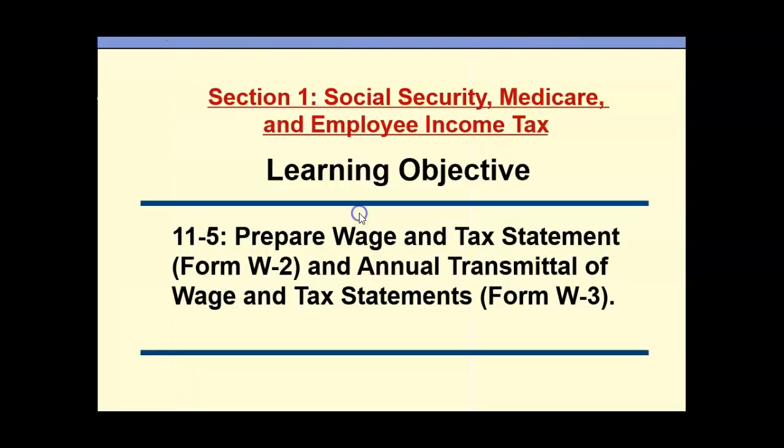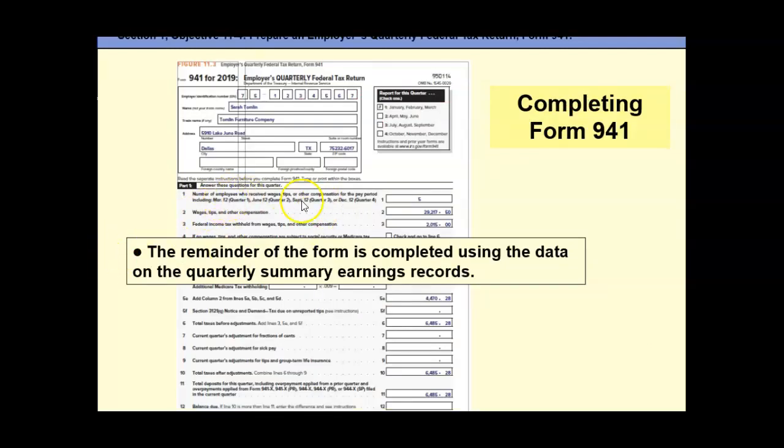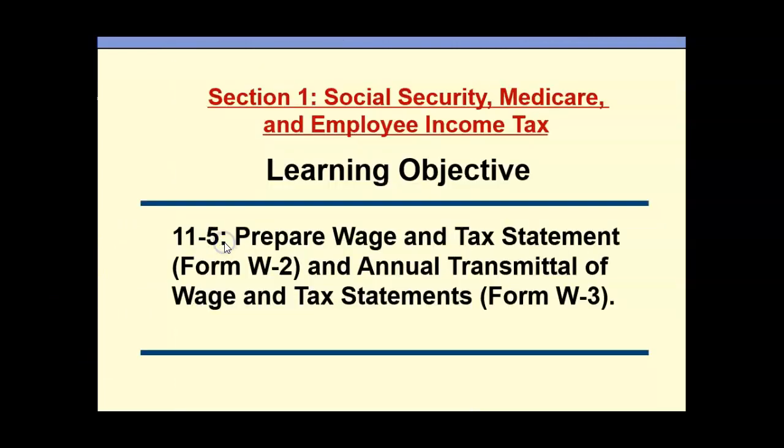Part 1, line 1, let me go back, is showing us the number of employees that had earnings for the first quarter. So there were 5 employees who had earnings. Those employees earned a total of $29,217.50. What box 3 shows us is the amount of federal income taxes withheld from the employees' earnings. That amount totaled $2,015.